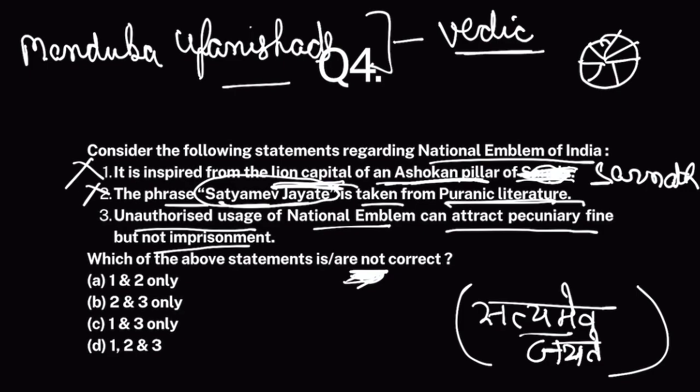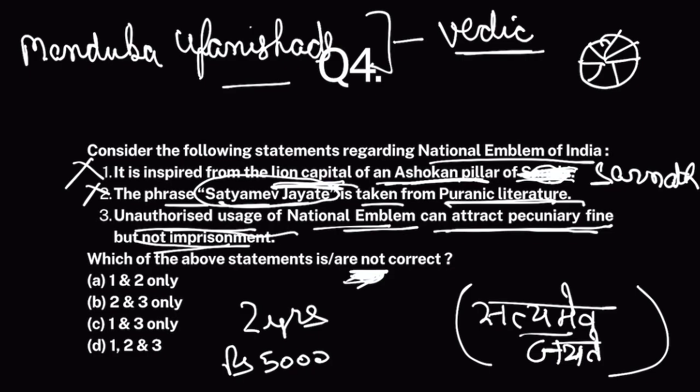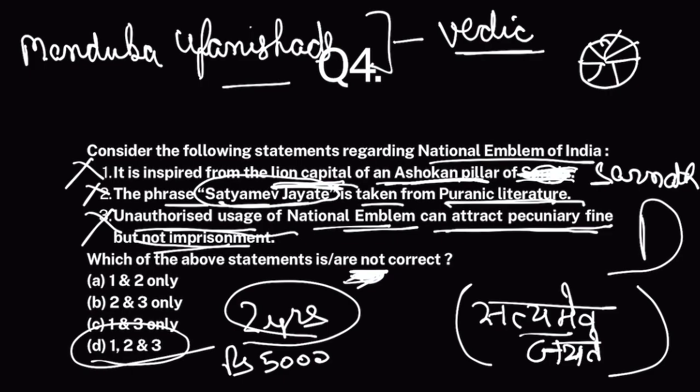Now, the government of India or the parliament has enacted a law which prohibits unauthorized usage of the national emblem. No private person can use the national emblem willy-nilly. There are proper terms and conditions on how it will be used, and rules published by the central government. But if any entity violates those rules, that entity or person can be imprisoned for up to 2 years and fined up to 5,000 rupees, or both. Clear? So the statement that unauthorized usage can attract a pecuniary fine but not imprisonment is wrong. Imprisonment can also be a punishment for this. So this is also false. All statements are incorrect, and the answer is D.